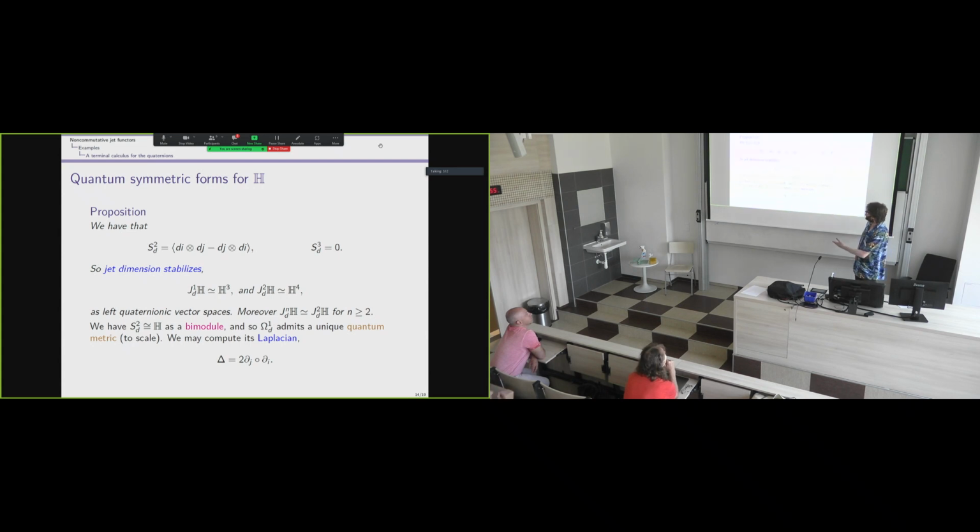It's a non-trivial statement that the second-order quantum symmetric forms are isomorphic to H as a bimodule. Like I said, that's not automatic. But it does happen, and this gives you a unique up-to-scale example of a so-called quantum metric. And so we wanted to do some geometry for this quantum metric, so we computed its Laplace operator, which you can see at the bottom of the slide, the Laplace-Beltrami operator. It's just 2 dj di. Well, depending on the scale you choose, of course, but we just chose the generator that you see up there.